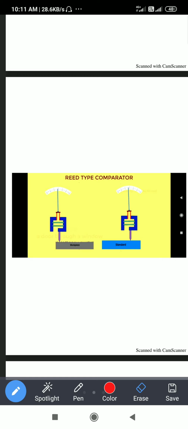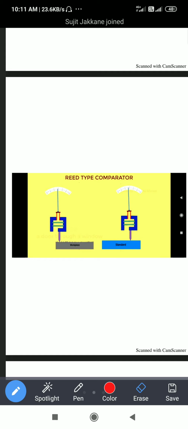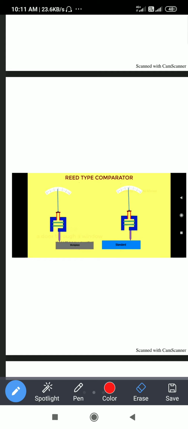Now you can see this diagram of the mechanical reed type comparator. Can you see it on your screen? The diagram is visible. Okay, these types of comparators are used for comparing dimensions in mass production industries where thousands of components are to be measured daily, and the measured components are dispatched to the particular industry where the requirement is there.